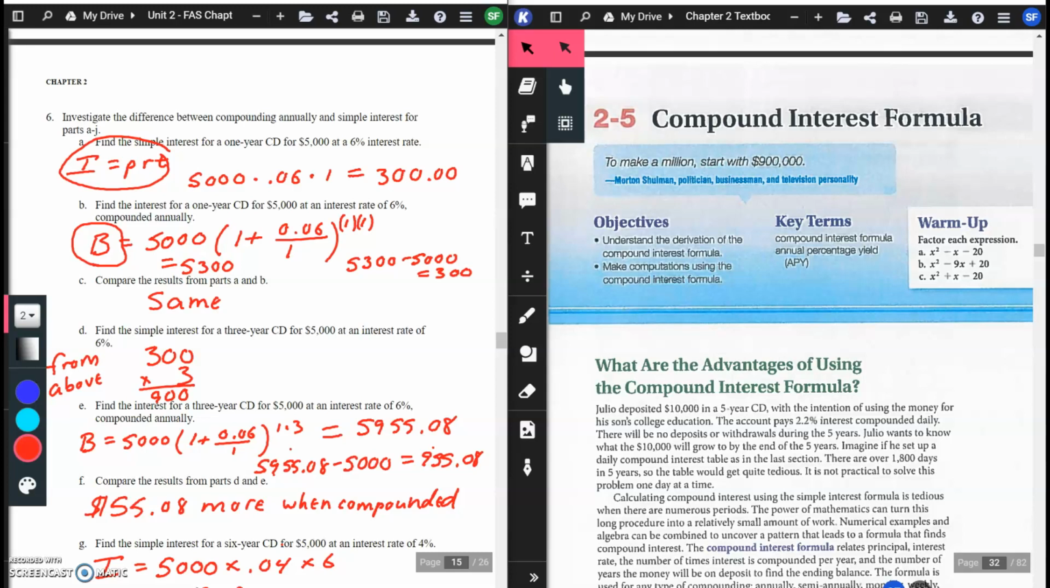All right, so for that one, for the 1 year set time, it is exactly the same, because it's compounded annually, meaning 1 time. If it was semi-annually or daily, that would give you a vastly different number.